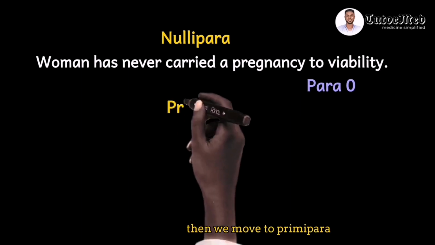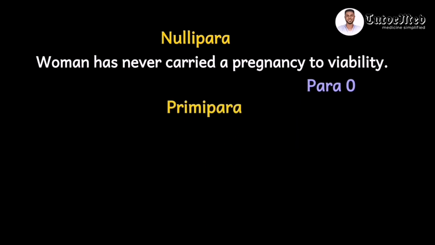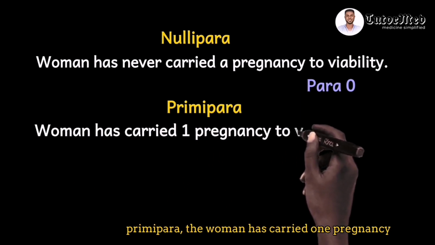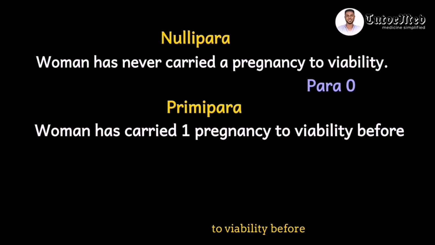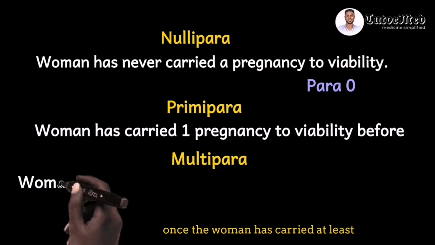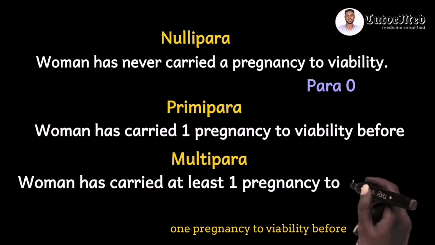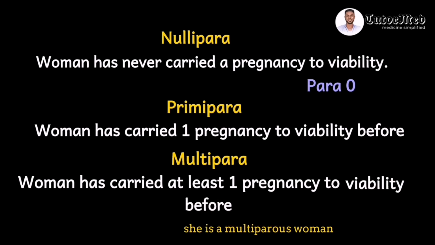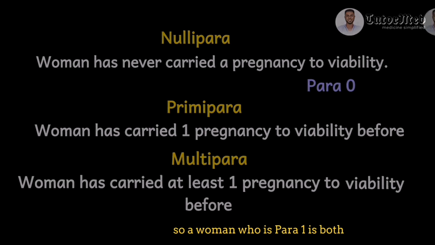Then we move to primipara. Primipara, the woman has carried 1 pregnancy to viability before. Now, multipara. The multi in this term is deceptive in that it connotes that the woman must have 2 or more parities to be described as multiparous, but that is not true. Once the woman has carried at least one pregnancy to viability before, she is a multiparous woman. So a woman who is para 1 is both.